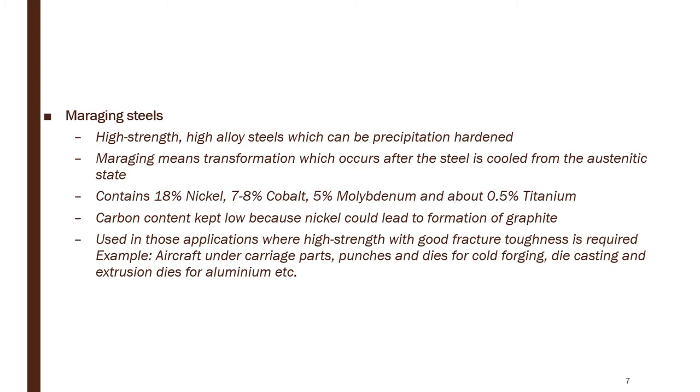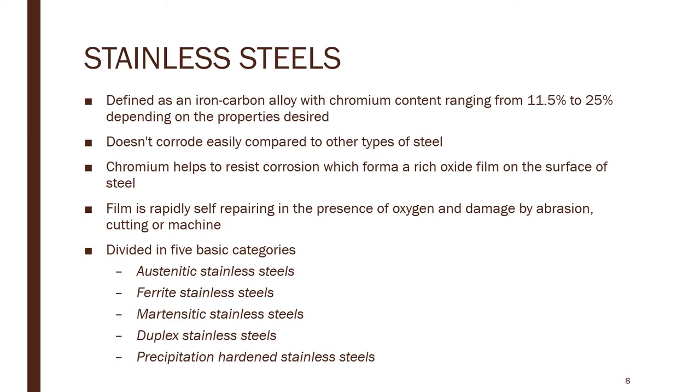These types of steels are used in applications where high strength with good fracture toughness is required, like aircraft undercarriage parts, punches, dies for cold forging, die casting, and extrusion dies for aluminium. So these are related to alloy steels. Next one is the stainless steels.